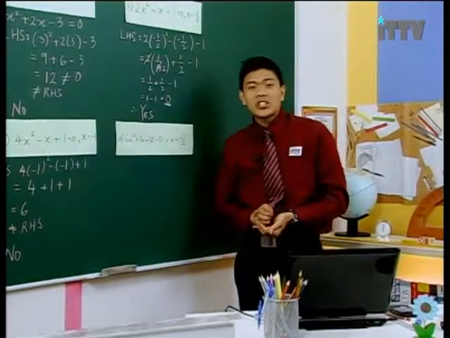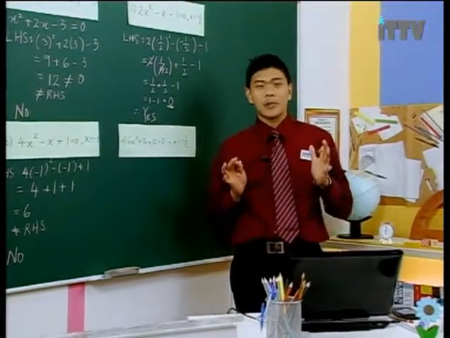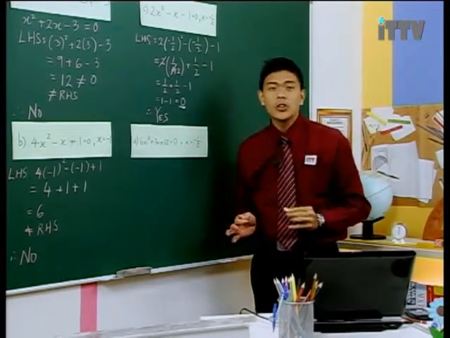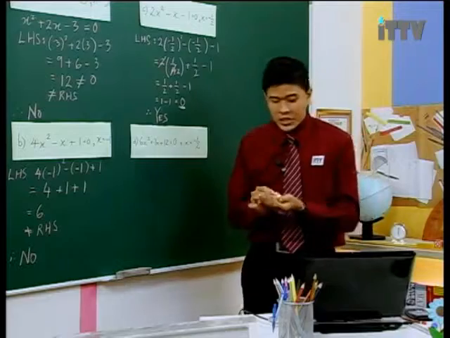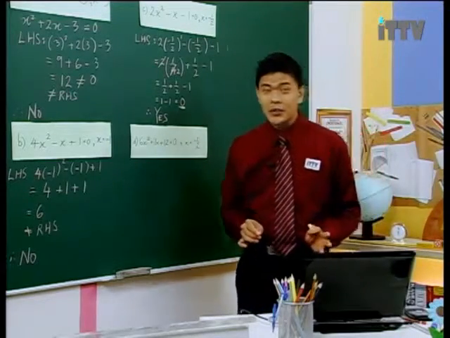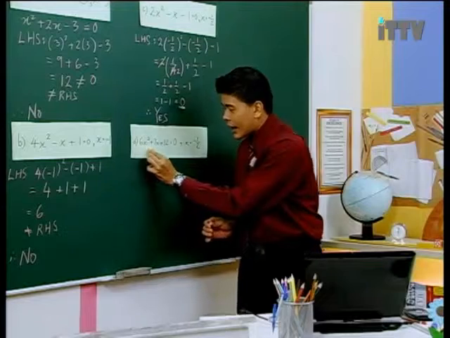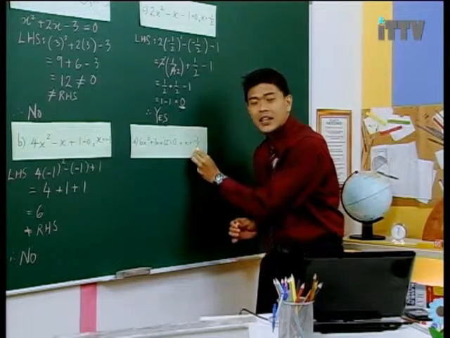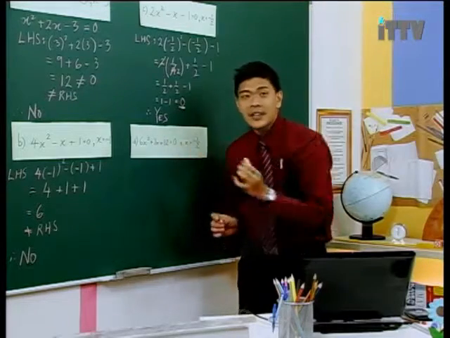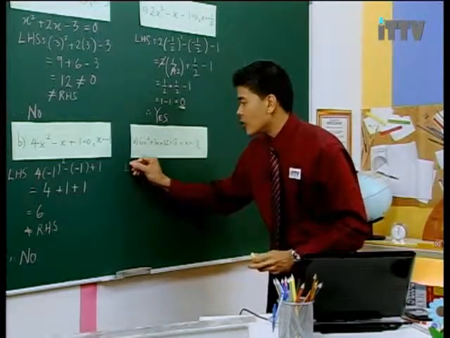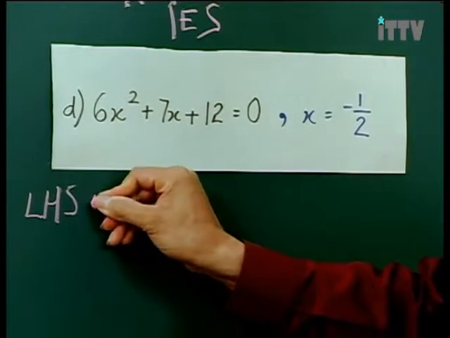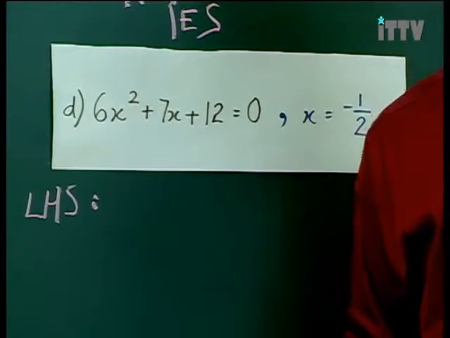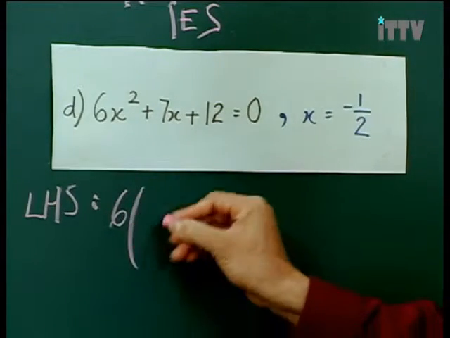We have another equation here, 6x squared plus 7x plus 12. You have to check whether negative half is a root or not for this quadratic equation, and the same step applies. Already in general form, left hand side, right hand side. Substitute x as minus half wherever there is x. And x only occurs on the left hand side, so you have to replace all the x with minus half, to substitute and to check the value.